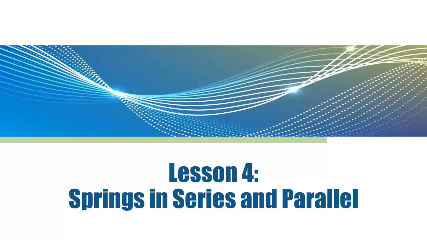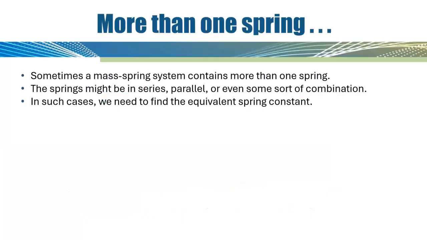In this video, we're going to look at simple harmonic motion situations that contain more than one spring. Sometimes a mass spring system oscillating in simple harmonic motion may contain more than one spring. The springs might be in series, parallel, or even some sort of combination. In such cases, we need to find the equivalent spring constant.